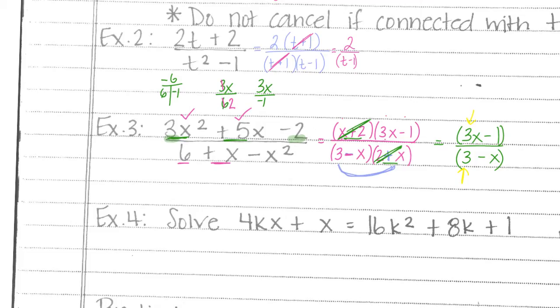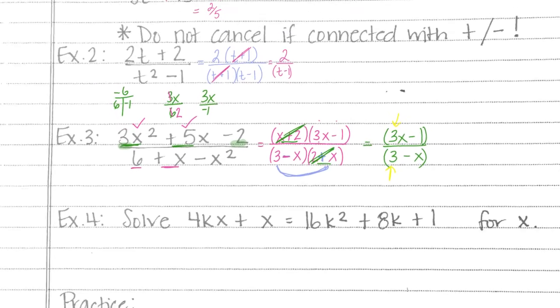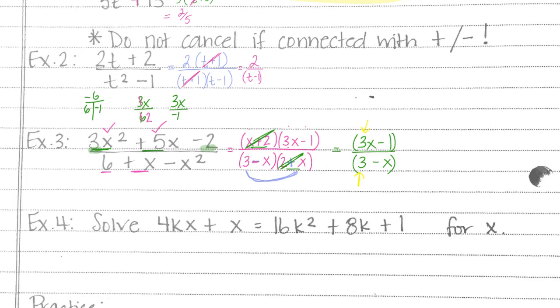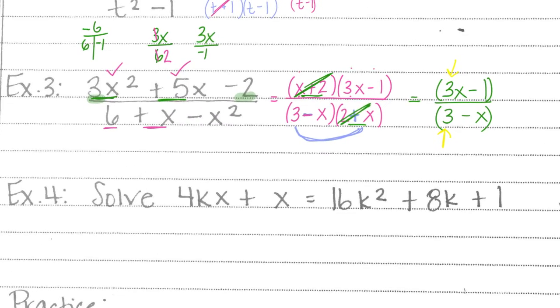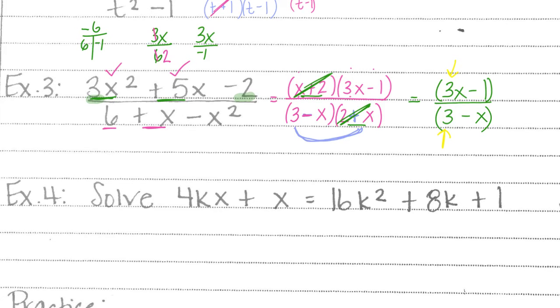All right, let's go ahead and we're going to solve this weird problem for x. So on the left, I have 4k plus x, and on the right, I have 16k squared plus 8k plus 1. Well, on the left side, do y'all see how I have an x and an x? Can't I factor those out? I can. So when I take an x out, I have 4k plus 1.